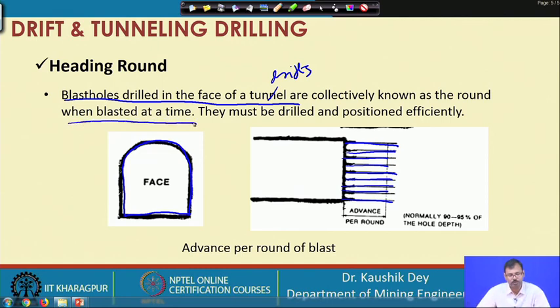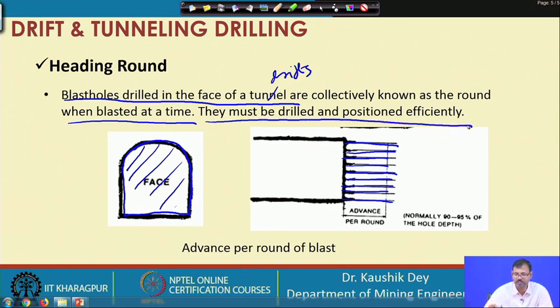So, a blast round or heading round is considered when a number of holes drilled in the same face are blasted together in one round, in one go. It is called a heading round. Here the entire face is blasted in one round. They are drilled first, then charged and blasted. They must be drilled and positioned efficiently, so what is our objective?